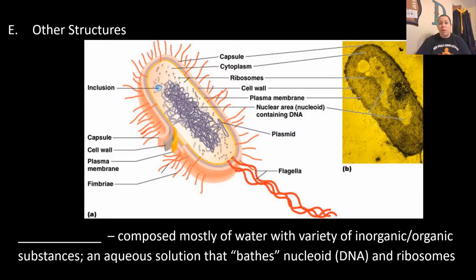All right, so some other structures we want to take a look at. This is moving into the cell. We have the cytoplasm. The cytoplasm is composed mostly of water with a variety of inorganic and organic substances. It's an aqueous solution, and it's going to end up bathing the whole DNA area, that nucleoid. And this is also where the ribosomes are floating in the cell.